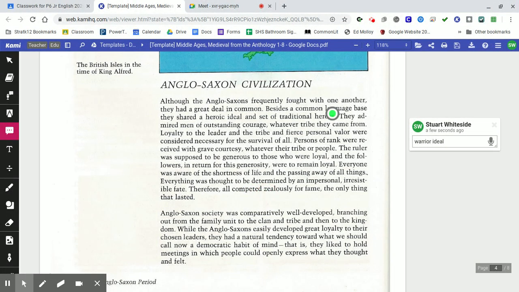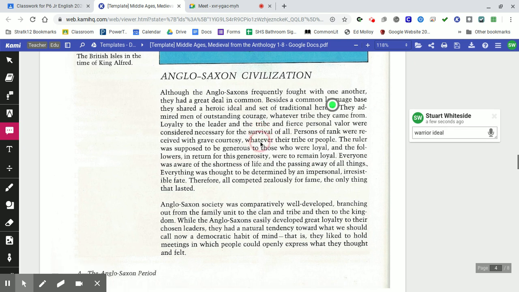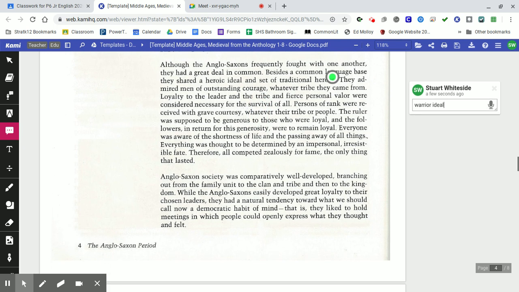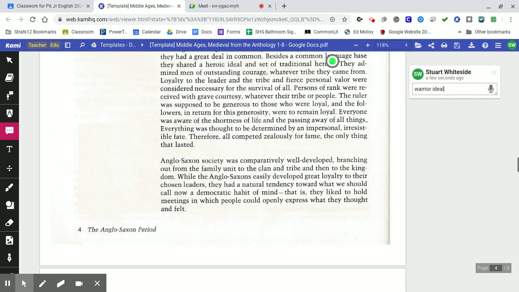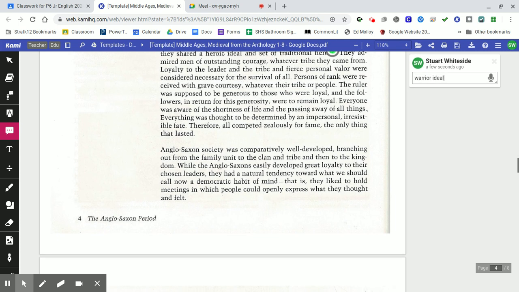Okay, so the heroes were good fighters, they had courage, they had loyalty, they were good to the leaders, and they fought hard to try to make a name for themselves.